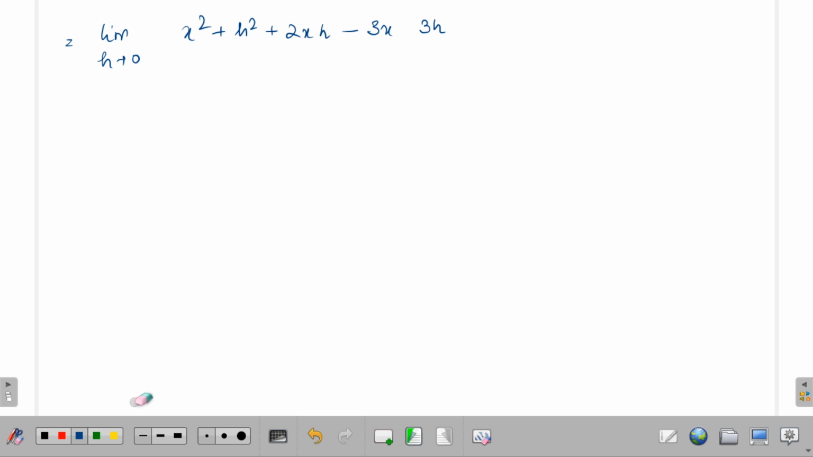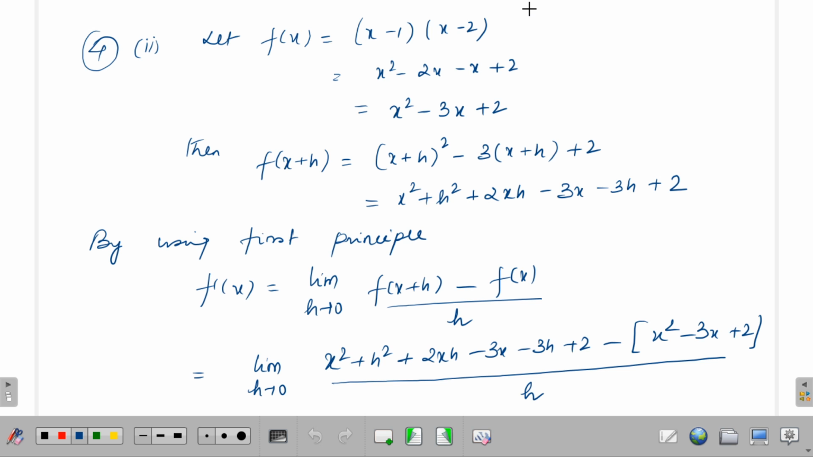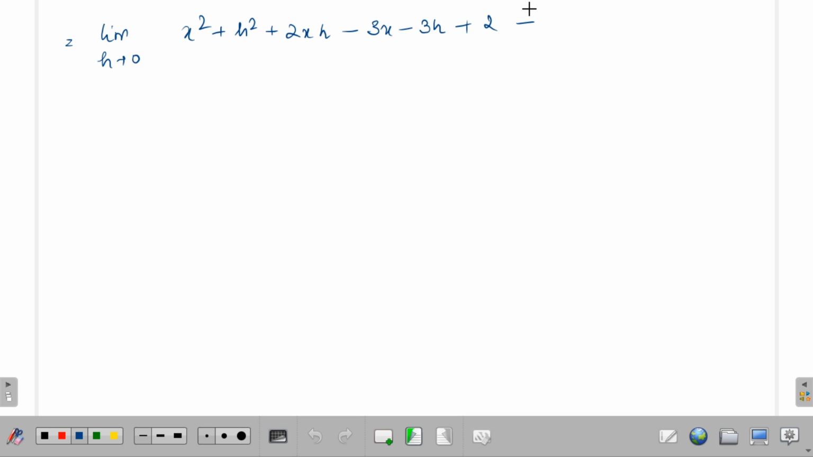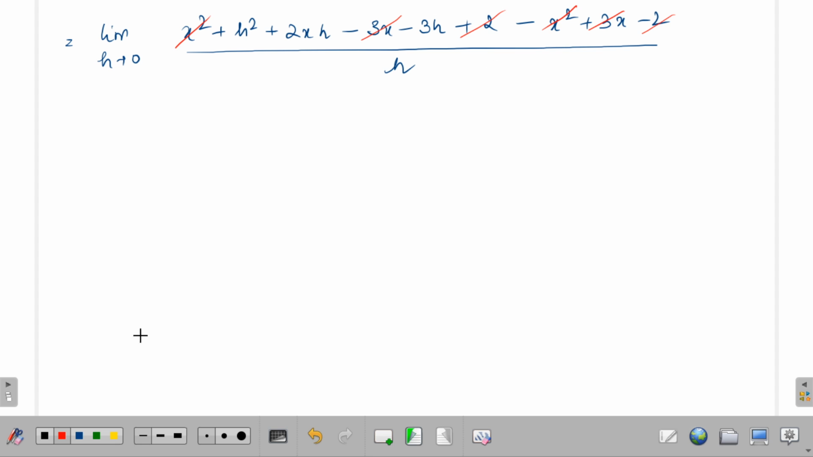That should be minus, plus how much? 2. Then minus, if I open the bracket, it will be minus x squared minus 3 or plus 3x minus 2. Minus x squared plus 3x minus 2, and I got here divided by h. Now again the same thing, cancel a 1, which you can again cancel your x squared and your x squared, plus 2 and your minus 2, and minus 3x and plus 3x.